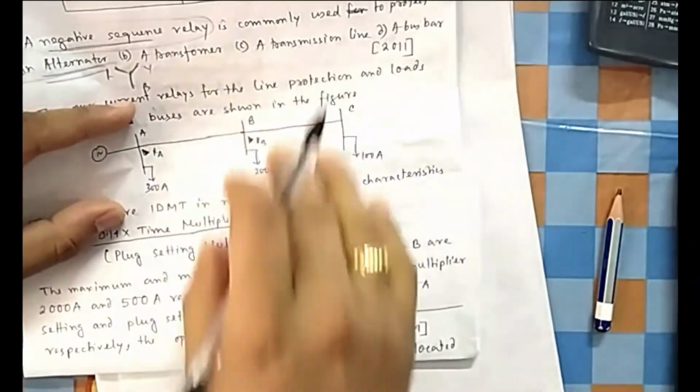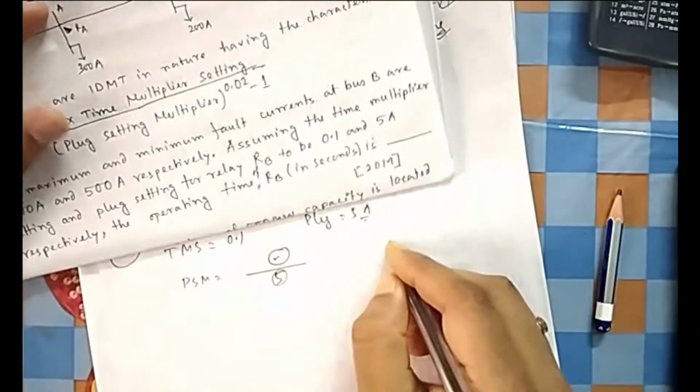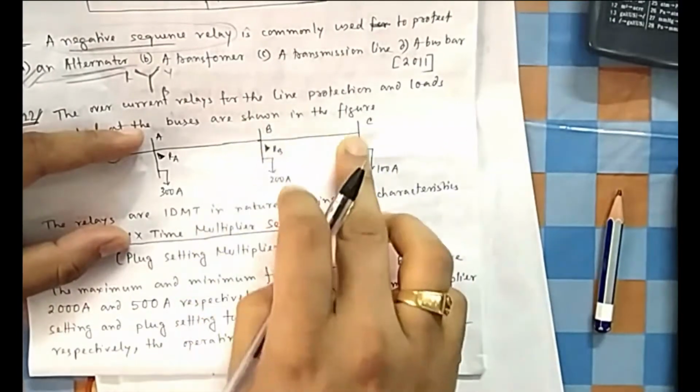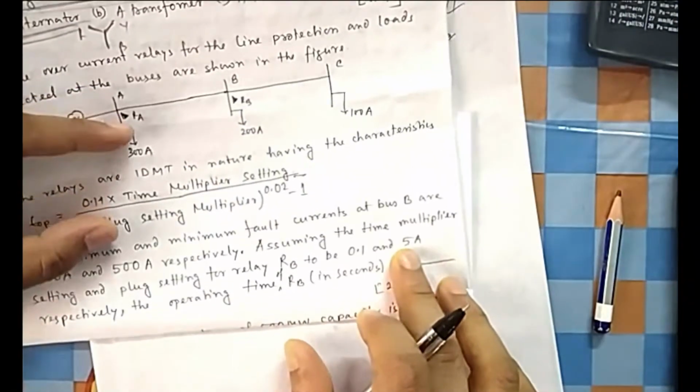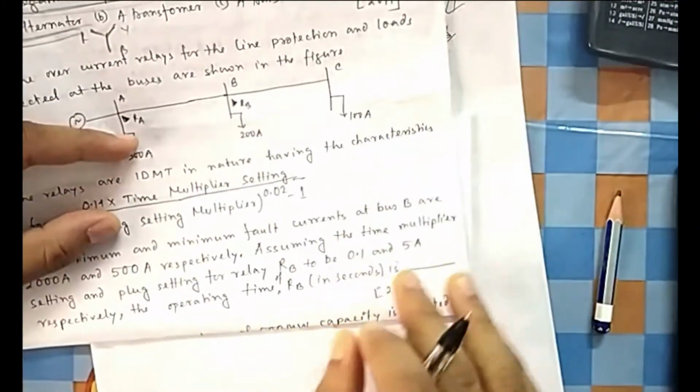As they are not mentioning any overloading, we will consider it as 100:5. For the normal load current it should not trip. If the normal load current is 100, the current will be 5. At 5 it will not trip; anything above 5 it will trip.